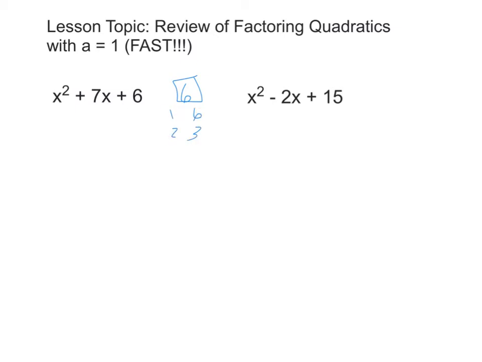And we need the factor pair that adds up to the B term, the middle term, which in this case is 7. So we know that is 1 and 6 because they add up to 7. Now we are able to factor this into x here and x here, because remember, x times x is x squared. And then we need plus 1 and plus 6 because they're both positive. Again, if we FOIL this, we'd get x squared plus 6x plus 1x, which is 7x, plus 6, which is what we started with.